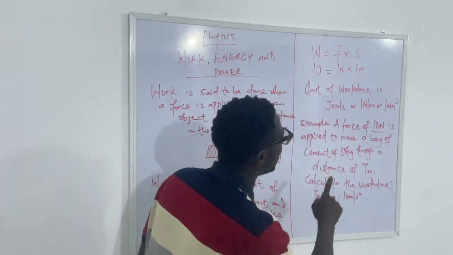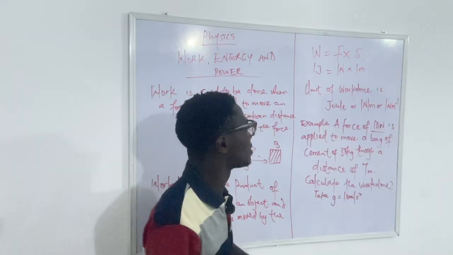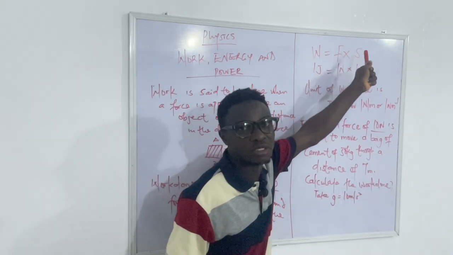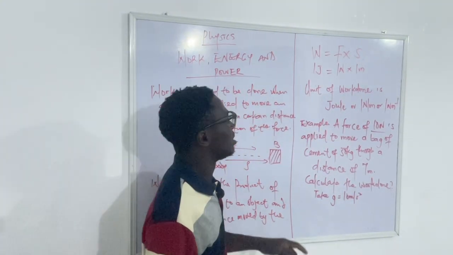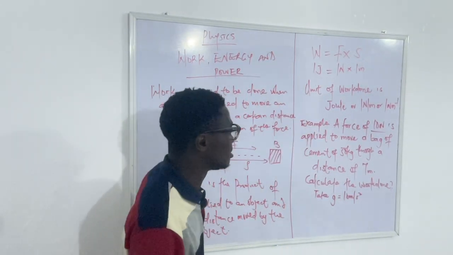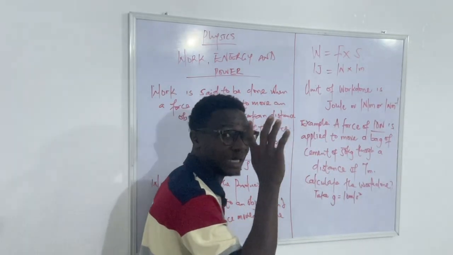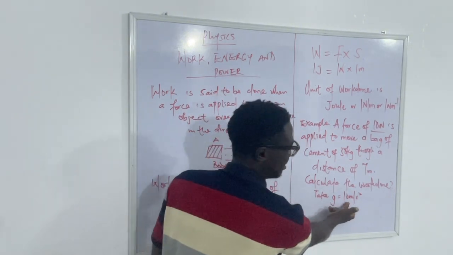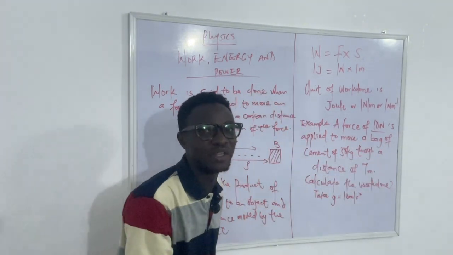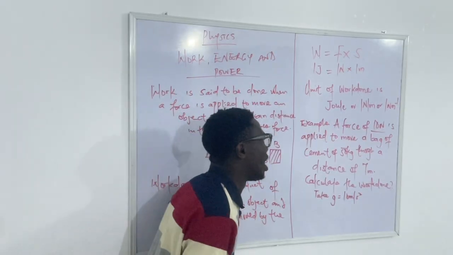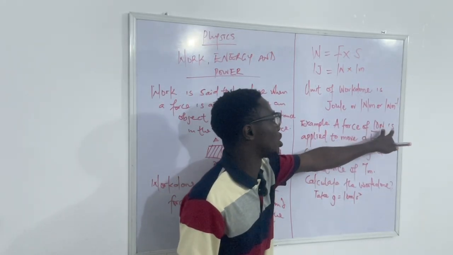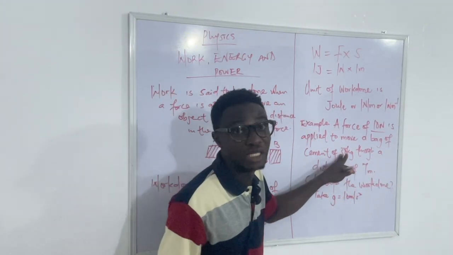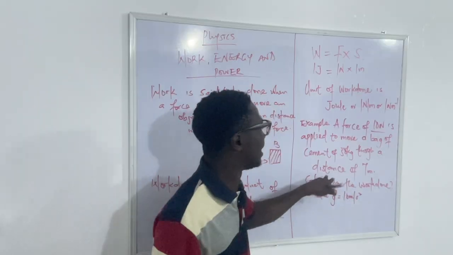So now, to get my work done, I'm still working with this formula. W equals force times distance. Are we together? If that is the case, then I don't need the weight of the cement. What we need here is that a force of 10 Newton is applied to move a bag of cement, 50 kilogram rather, through a distance of what?